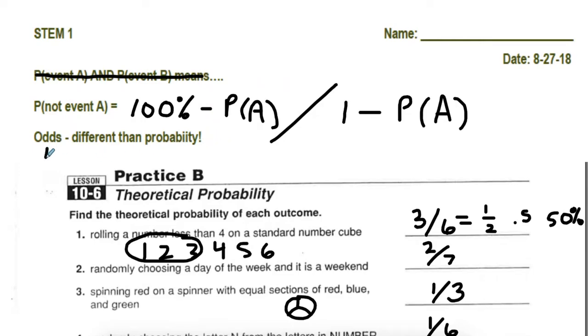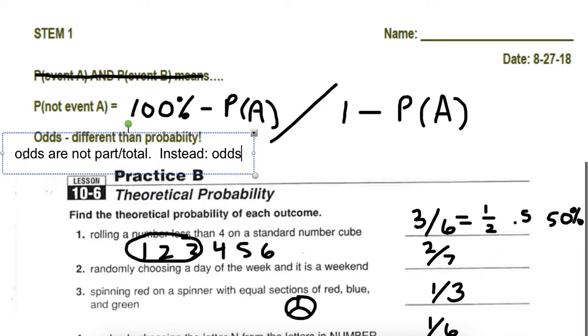So I'm going to have you write that up here. Odds are not the part over the total. Okay, instead, odds describe 2 scenarios. Okay, odds, the way that they work is that there's 2 blanks. So there's a number here, and then you'll have a colon, and then you'll have another number here. They usually don't write it in fractional form. They usually write it with that colon.